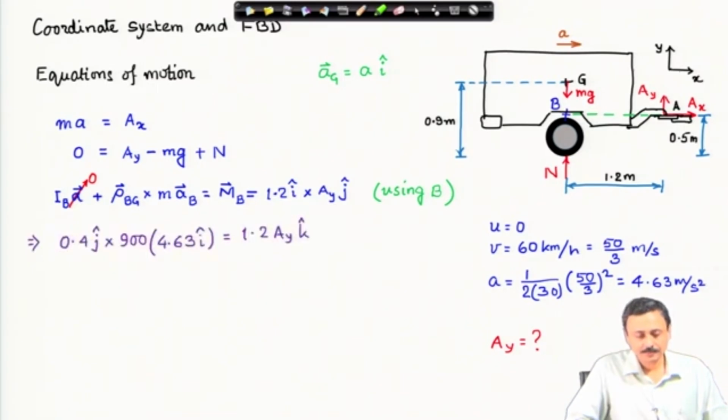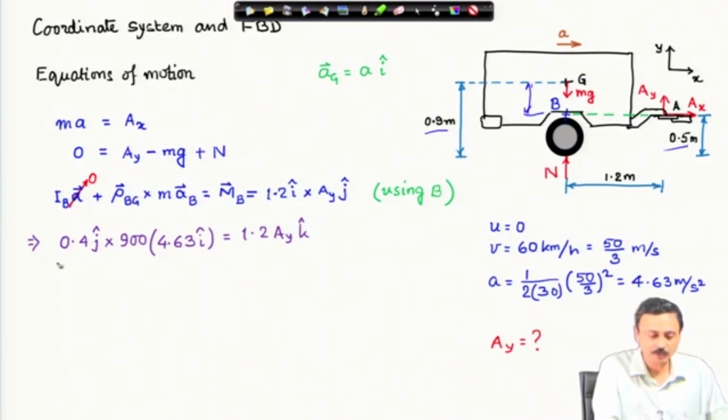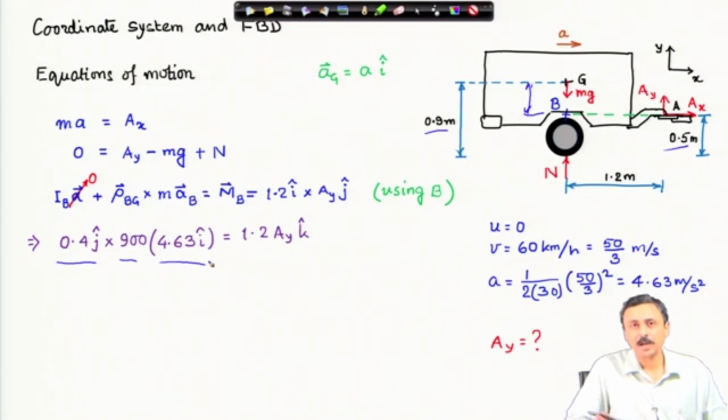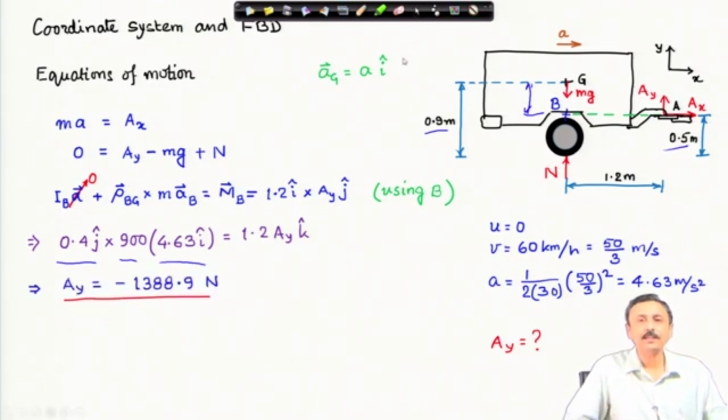Now, if I do that, rho_B/G is straightforward to find because all the dimensions are specified. It is this distance, it is 0.9 minus 0.5. So, it is 0.4 meter in the j cap direction, cross total mass of the trailer times acceleration of point B, which is same as acceleration of the trailer, the acceleration of point G, because there is no rotation, angular velocity, angular acceleration, or everything is 0, and that is equal to the net moment of all forces, only Ay contributes. So, I have this, and finally, Ay turns out to be minus 1388.9 Newton.